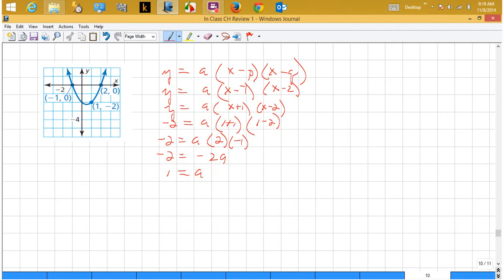Let's plug that into the equation where I have the x's and y's right here. So y is equal to 1 times (x + 1)(x - 2), and simplifying, y is equal to (x + 1)(x - 2).